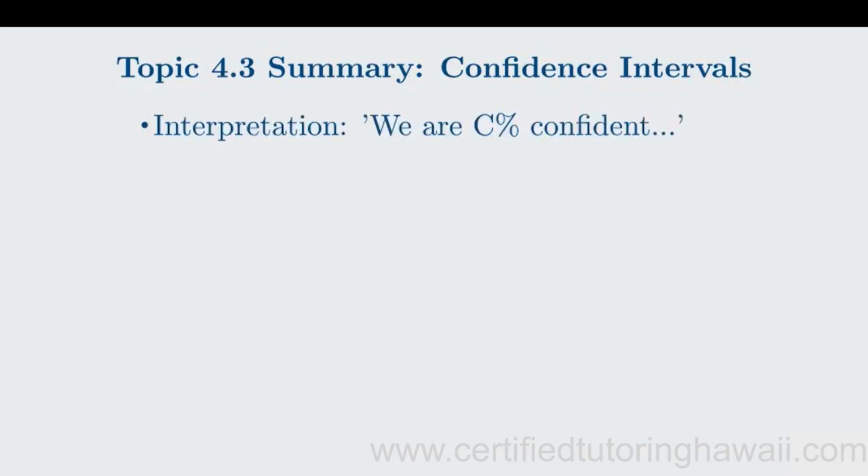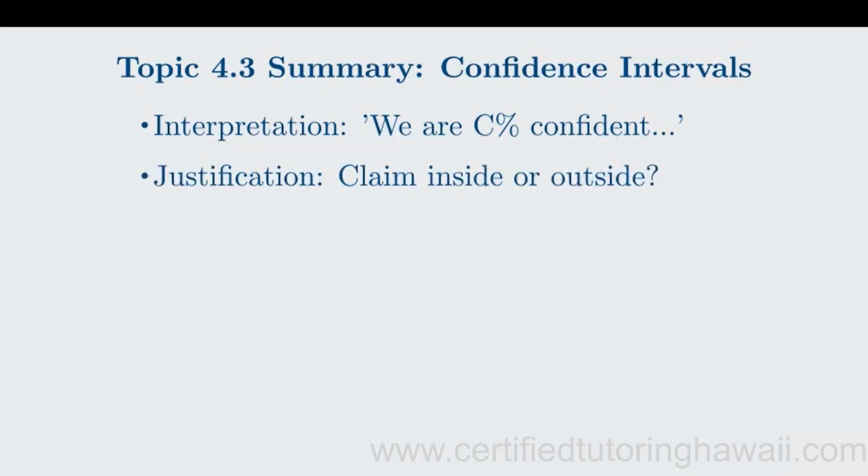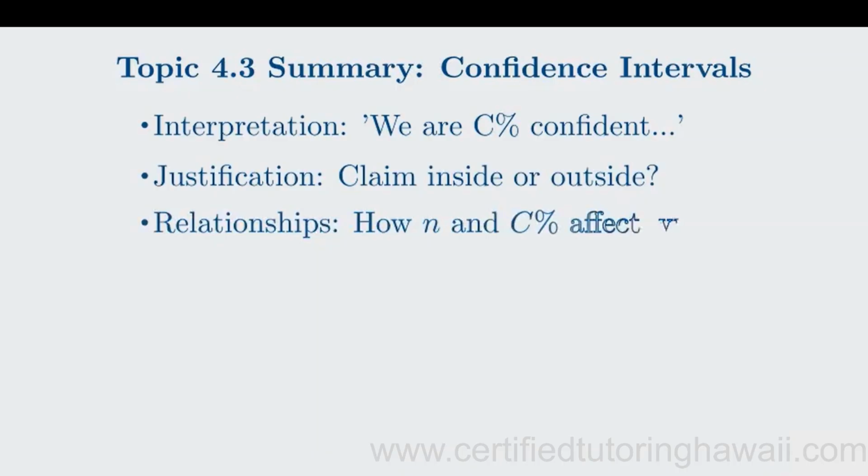As we wrap up our look at topic 4.3, let's summarize the key takeaways. Understanding how to navigate confidence intervals is not just about doing math, it's about making sense of uncertainty. First, interpretation. We say we are C% confident the interval contains the parameter. Second, justification. We check if a claimed value is inside or outside the interval. And third, relationships. We analyze how sample size and confidence level affect the width.